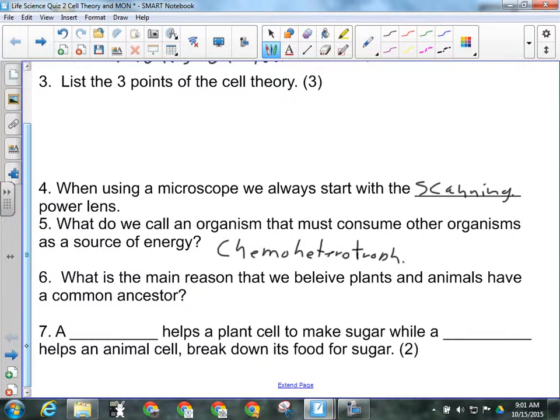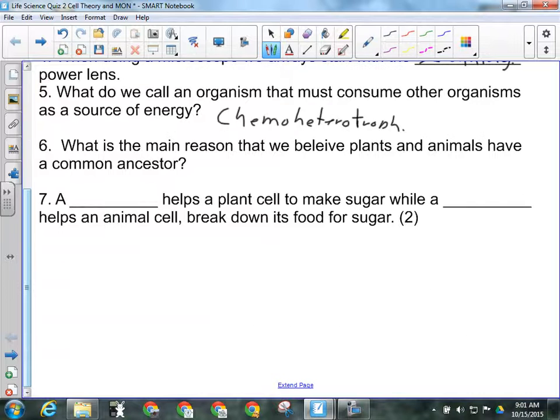Okay, and number 6, what's the main reason that we believe plants and animals have a common ancestor? Right, if they mentioned anything about structural similarities, procedural similarities, something about similarities, okay, then that's good. No, I wanted a specific name. Yeah. Okay, any questions for number 6? Okay, if they mentioned anything about the number of similarities, that's essentially the reason.